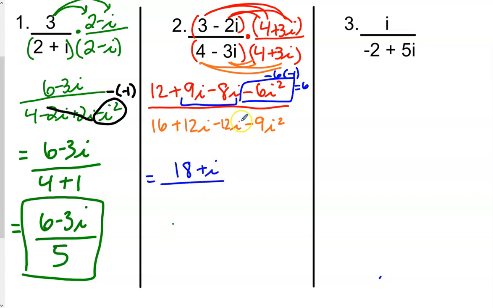Our denominator, again, simplify this last piece. Negative 9i squared is like saying negative 9 times negative 1, which is positive 9. And my middle piece is 12i minus 12i. Well, there it goes again. It's canceling out. So I don't have an i piece in the middle. Instead, we're left with 16 plus 9, which gives me 25. And that is our final answer.